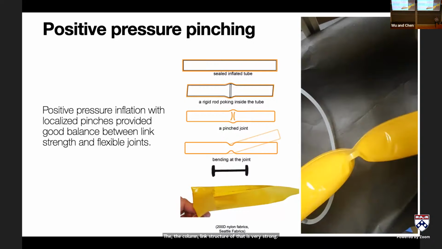If I just increase the pressure and I have enough material that can support high pressure, I can make very strong linkages. And yet, by creating this cross section that isn't circular, it's very flat, I can always maintain flexibility at that location. So this solves the problem of not having to worry about the material selection. As long as I have a material that can support high pressures, I can create columns and links that have the strength that I want.